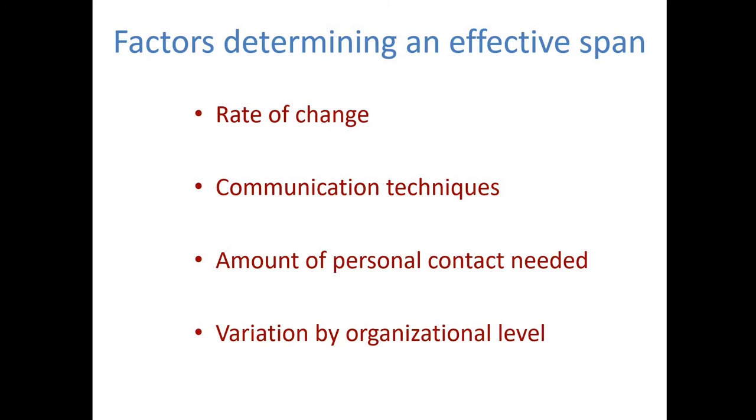And the last is variation by organizational level. You must have seen it for yourself that at the bottom of the hierarchy, you have a wide span of management. But as you grow up in the hierarchy, as you move upwards, you will find that the span decreases. So that is variation by organizational level.